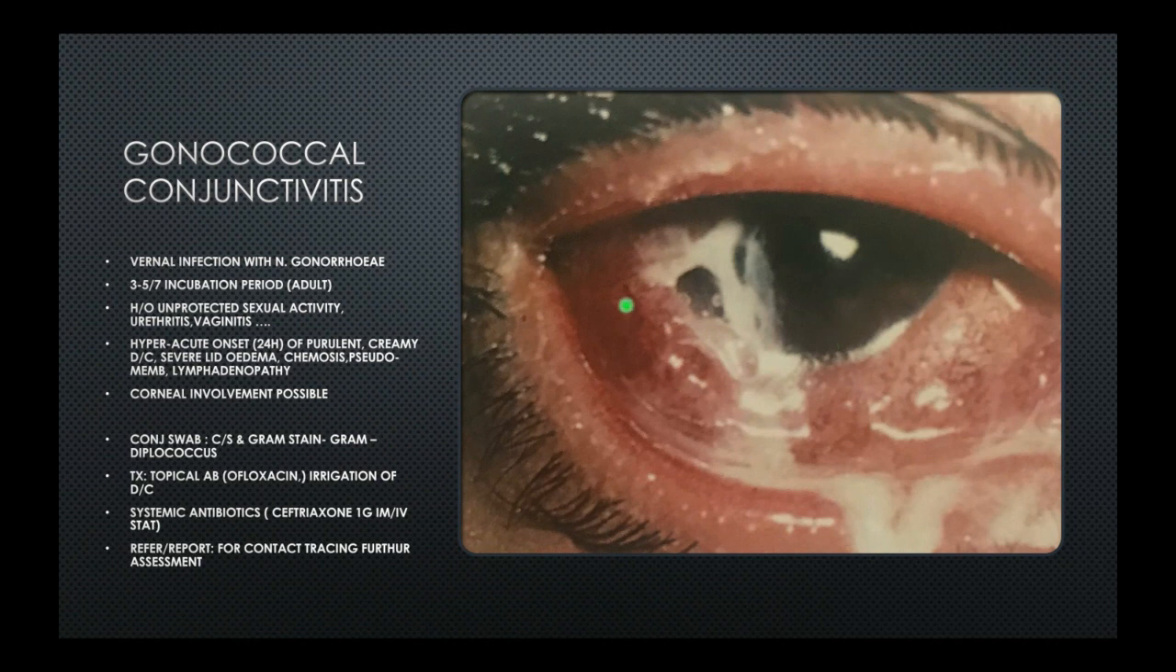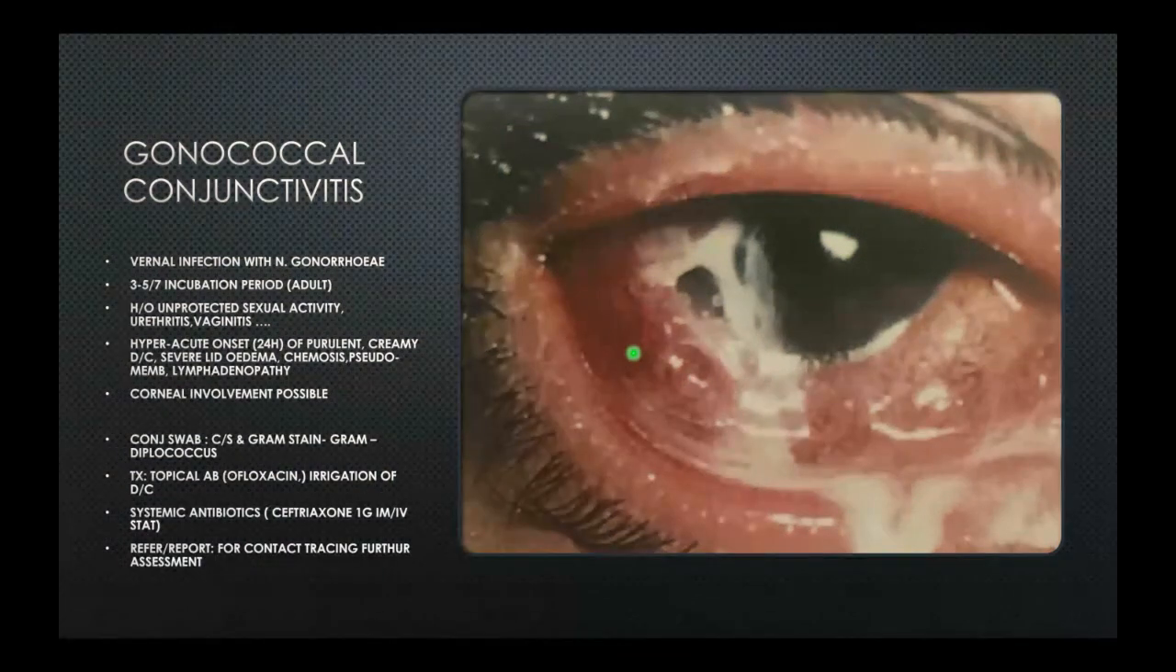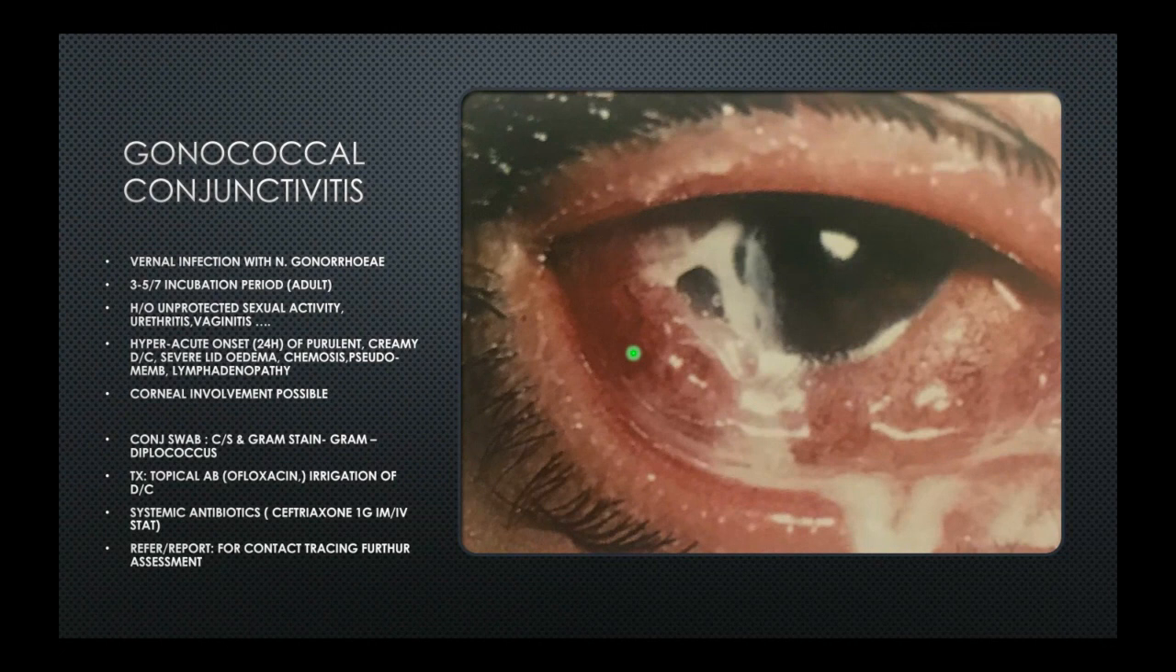Now, you always try to swab these patients. So you're going to do your conjunctival swab, and you're going to send for gram stain, and culture and sensitivity. You can actually look under the microscope and see the diplococci, okay? The lab does that, and that's how you get the diagnosis.